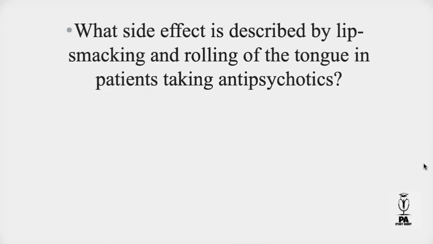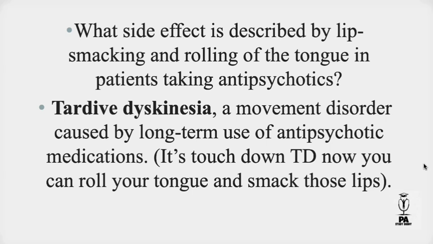What side effect is described by lip smacking and rolling of the tongue in a patient taking antipsychotics? So they're going to describe a patient that is lip smacking, rolling their tongue, and they're going to ask you what is the side effect. And it is tardive dyskinesia, which is a movement disorder caused by long-term use of antipsychotic medication. And the way I remember this is I would say it's touchdown. Now you can roll your tongue and smack those lips. Because if you notice when there's a touchdown, a goal, or something, people always celebrate. And when they celebrate, they have all kinds of crazy facial expressions, rolling your tongue, smacking those lips, whatever the case is. Or another test question could be, what is the most worrying side effect of long-term use of antipsychotic medication? And that would be tardive dyskinesia.